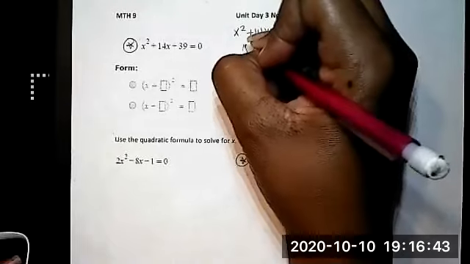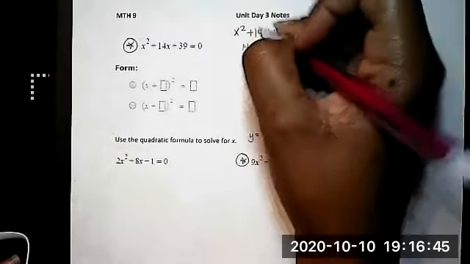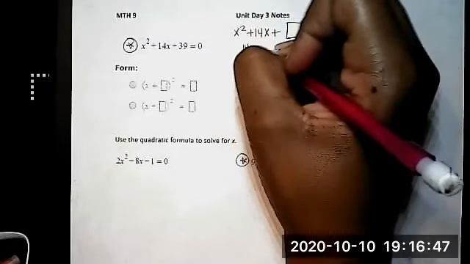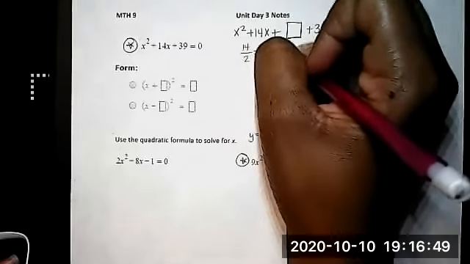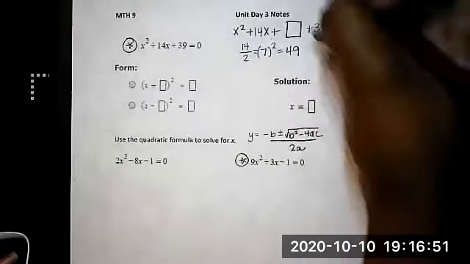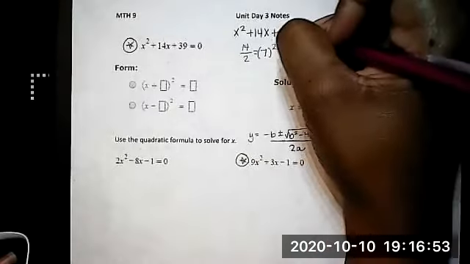I'm going to take the middle number divided by 2. That's 7, and then square it like we've been doing. So 49 goes inside this box. Of course, we're going to factor this. Multiples of 49 that add to give you 14. We know that's 7 and 7. So it's going to be x plus 7, x plus 7. And that should always happen. It should always be the exact same when completing the square.